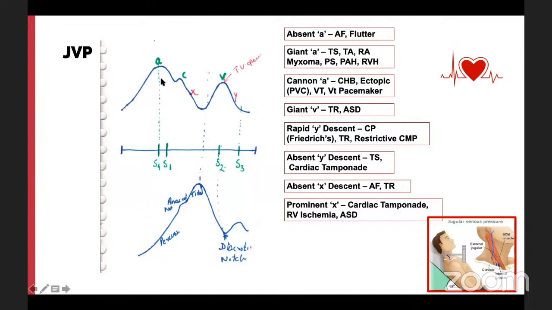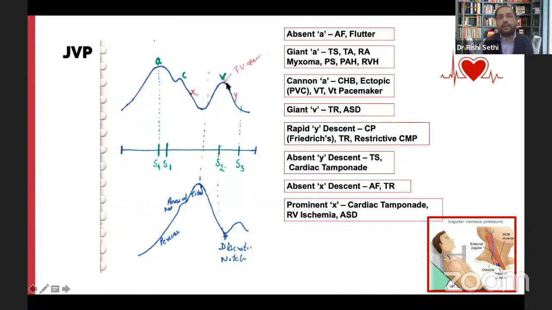If you remember the physiology, why each and every wave is happening, every pathology can be described as such. So the A wave is because of the atrial contraction. If there is no atrial contraction, as in atrial fibrillation, then there would be no A wave. Giant A waves, or cannon A waves, will happen whenever the atria is contracting against a force.